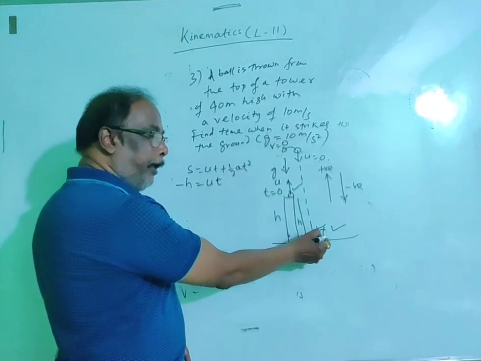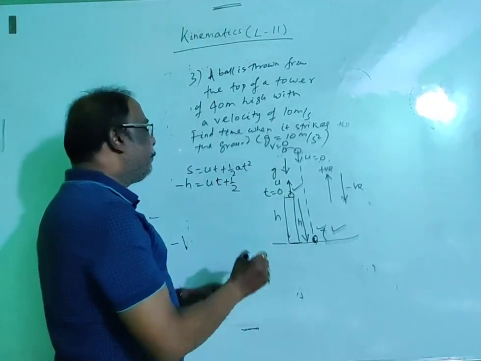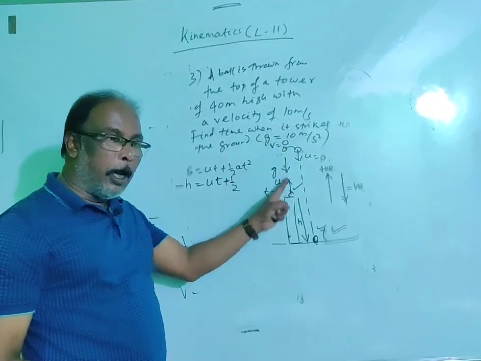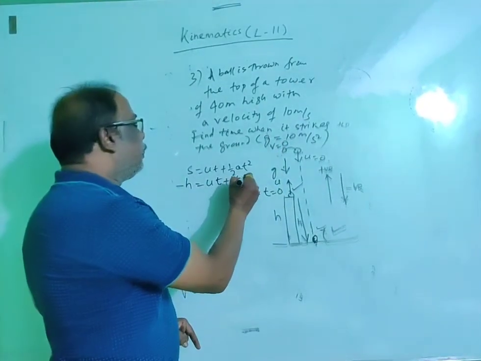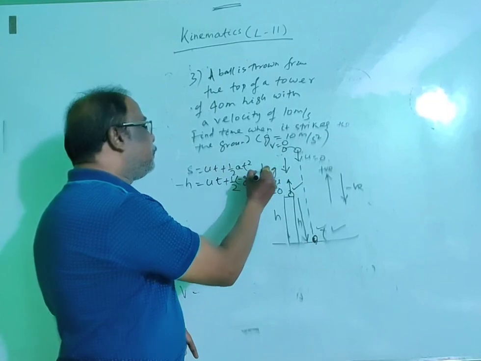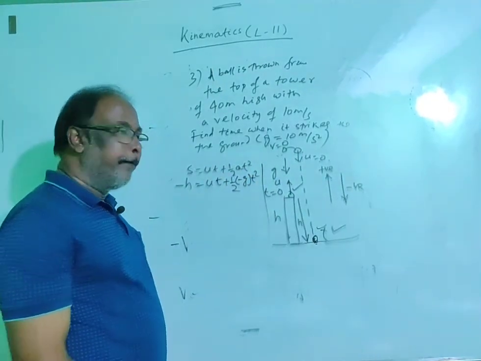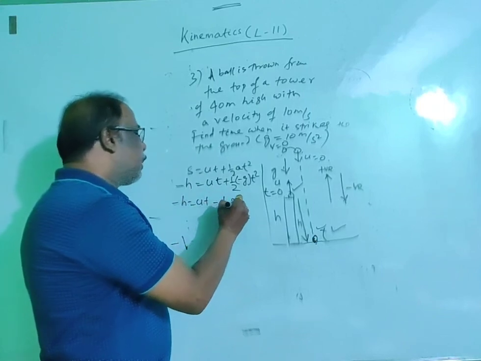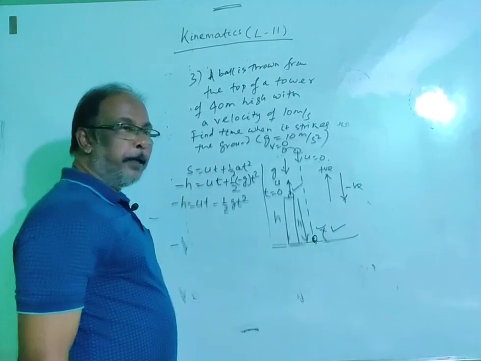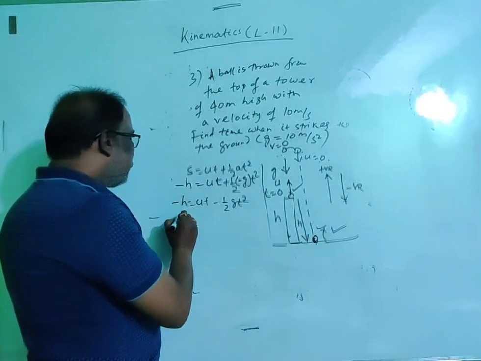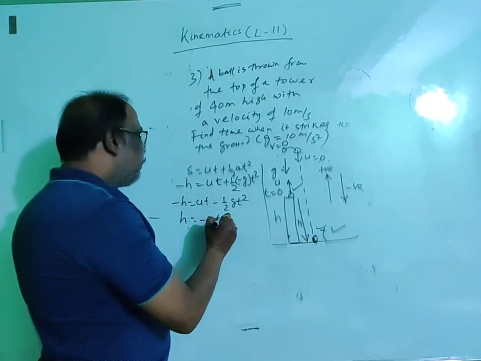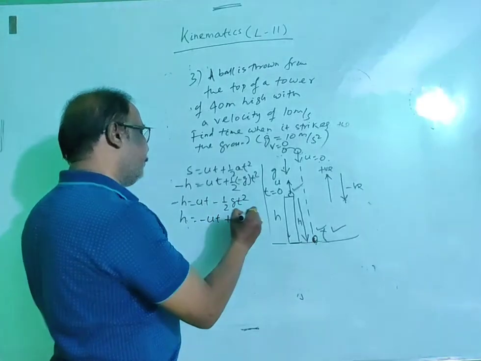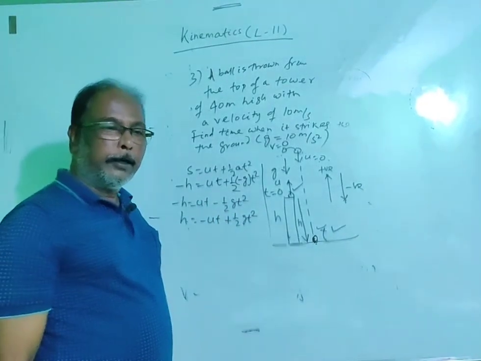Total time is t, plus half. In place of acceleration, we will take acceleration due to gravity in the downward direction, so it will be minus g into t square. Is it clear? So minus h is equal to ut minus half g t square. Thus h is equal to minus ut plus half g t square. Is it clear?